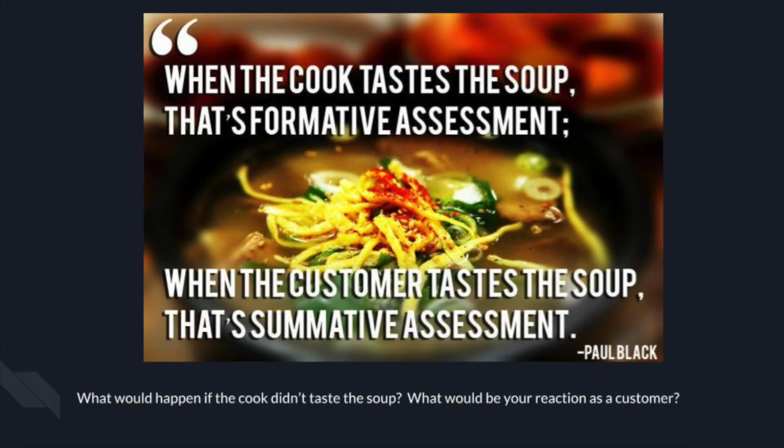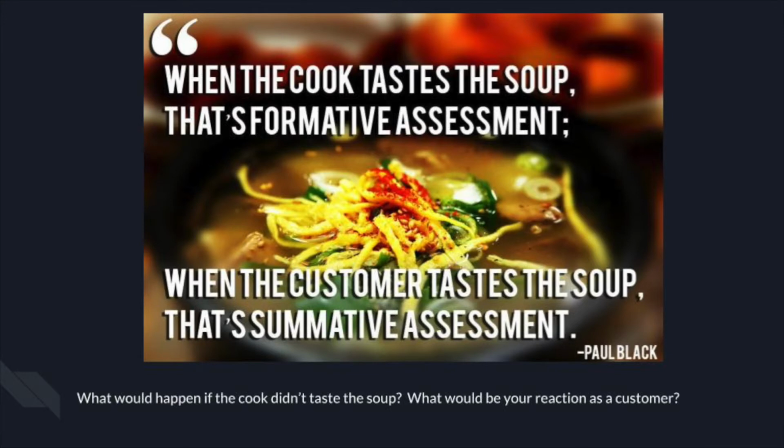Here's another way to think about it. Take a look at this quote. When the cook tastes the soup, that's formative assessment. When the customer tastes the soup, that's summative assessment. Makes sense, right? As the soup is being cooked, it's going through the process. The cook tastes it to know what he or she needs to add, take away next time they do it, that kind of thing. And when the customer tastes the soup, it's done. There's nothing else that can happen, although I guess the customer could add some salt and pepper. But for the most part, it's finished, the end, done.